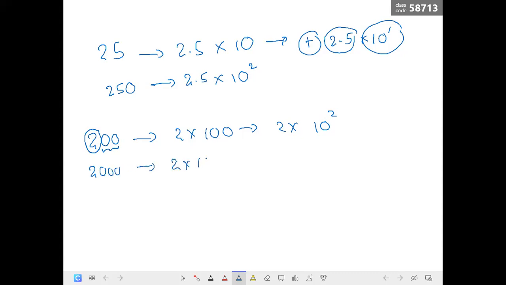2000 we can write as 2 times 1000, or we can write like this: 2 times 10 to power 3. Right? When you take this 2, let's say we will write like this: 2.0 times 10 to power 3, right? Because for the mantissa, we are only going to take this part at the left side of the decimal point. Then we omitted this one.